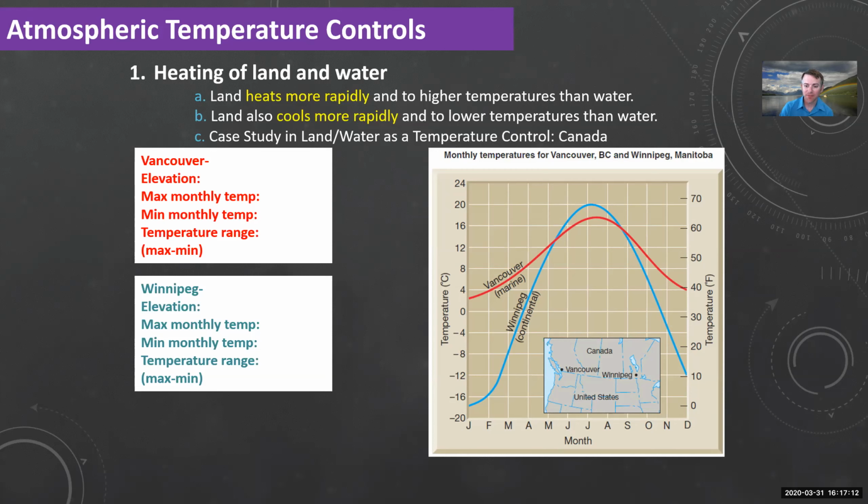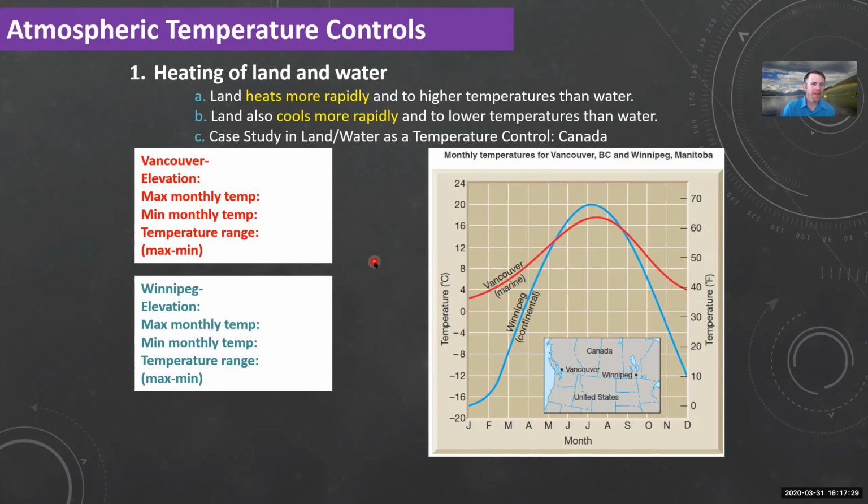So for example, if you have 2 places, let me get my pointer, like Vancouver in Washington and Vancouver in British Columbia and Winnipeg, which is in Manitoba or Saskatchewan, I think Manitoba.